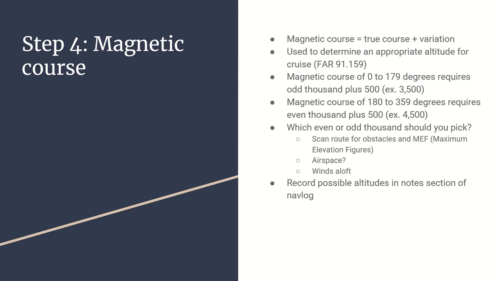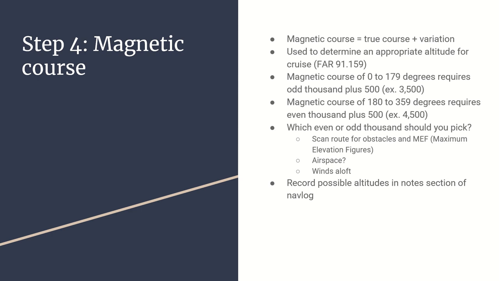Okay, so we've kind of already talked about this at length, right? But magnetic course is what we get when we factor in the variation to our true course. And oh, it was 159. Awesome. So that's the regulation that says what I said a few minutes ago, right? If we're anywhere from 0 to 179, we need to pick an odd thousand plus 500.